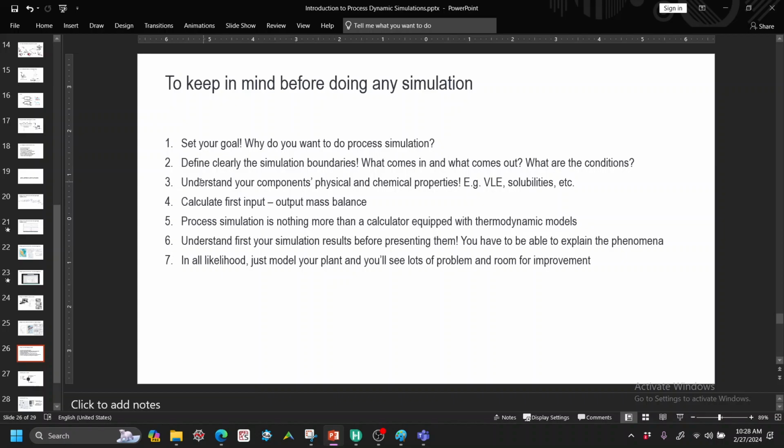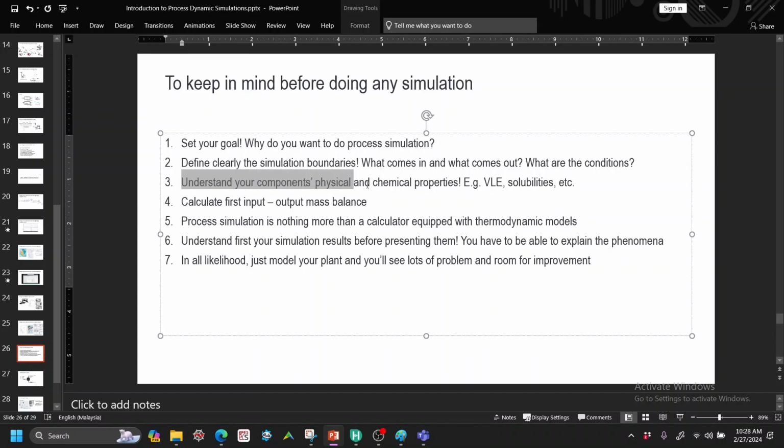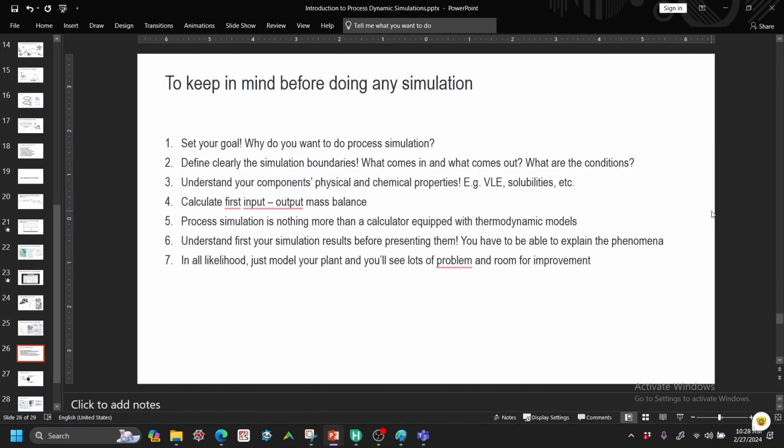And this is what I strongly suggest to everybody doing process simulation: list down the components that you have, and find as much data as possible regarding the physical and chemical properties of each of the components. So you will have a very big table, right?